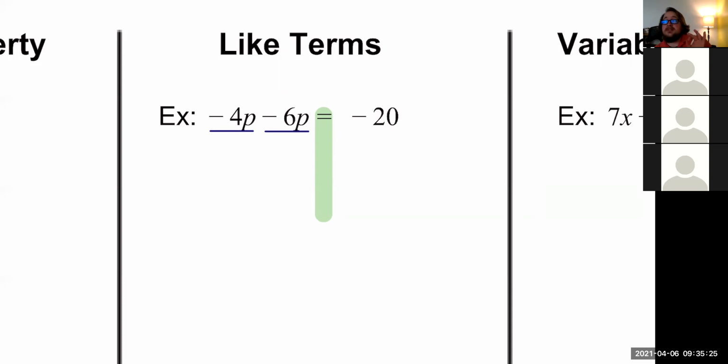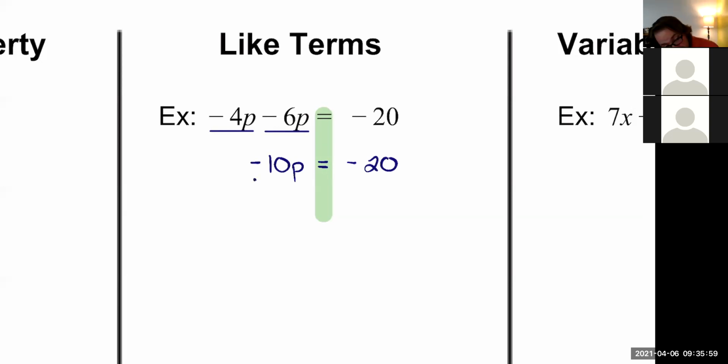So again, we are combining, not moving. Earlier, when we wanted something to disappear and move to the other side, we did the opposite. I don't want to move anything here, so I don't mess with their signs. So when you combine -4 with -6, what are you going to get? -10. So combining those is going to give me a -10p, drop my equal sign, drop my -20, jump all the way to step 4, divide by that -10 on both sides.